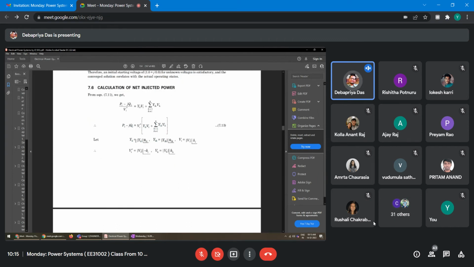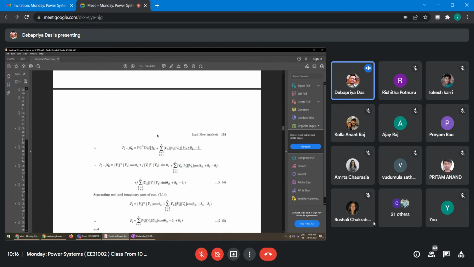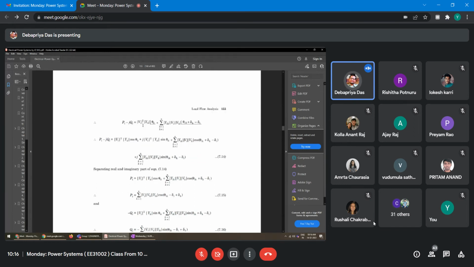Now you put Yii equal to magnitude Yii angle theta ii, Yik equal to magnitude Yik angle theta ik, and Vi equal to magnitude Vi angle delta i. Therefore Vi conjugate will be magnitude Vi angle minus delta i, and Vk will be magnitude Vk angle delta k. Substitute everything here. If you do so, you will get Pi minus jQi is equal to magnitude Vi squared, magnitude Yii angle theta ii, plus the sum over k equal to 1 to n, k not equal to i, of magnitude Yik, magnitude Vi, magnitude Vk angle (theta ik plus delta k minus delta i).